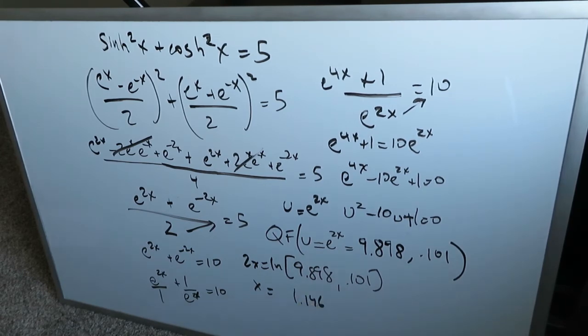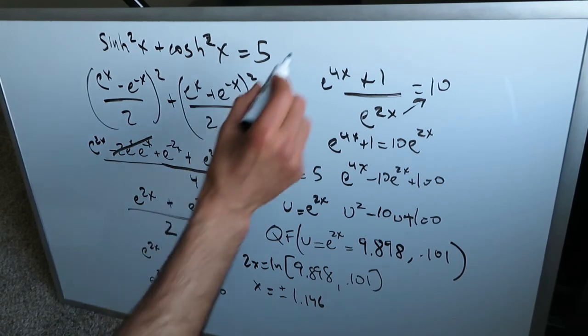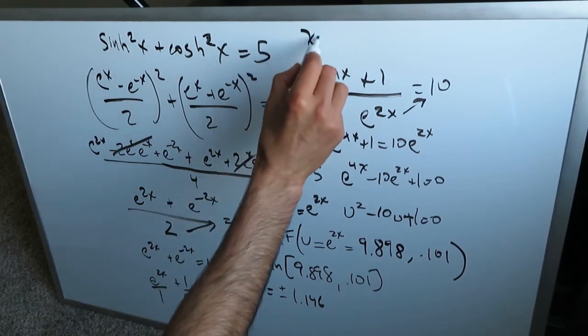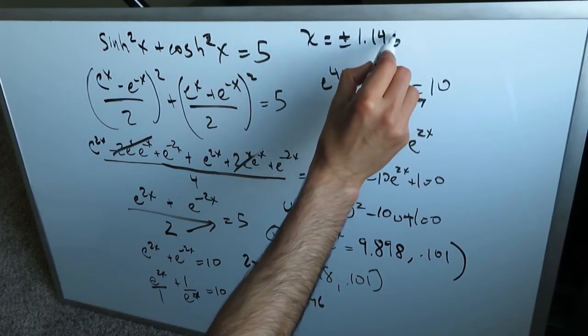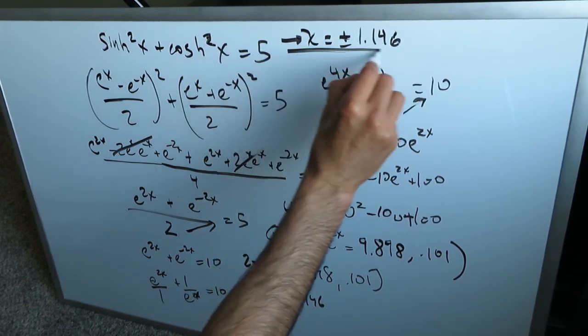9.898 natural log divided by 2, I get 1.146. Let's do 0.101. 0.101 natural log it and divided by 2, I get a minus 1.146. So I'm getting 2 solutions, a plus and a minus 1.146. So my actual solutions here for x are plus and minus 1.146. This represents my answer over here.